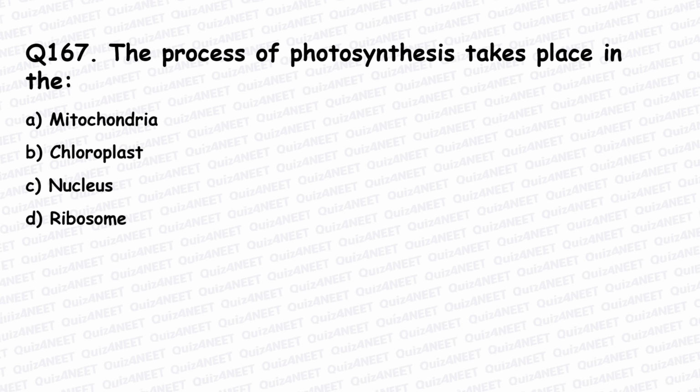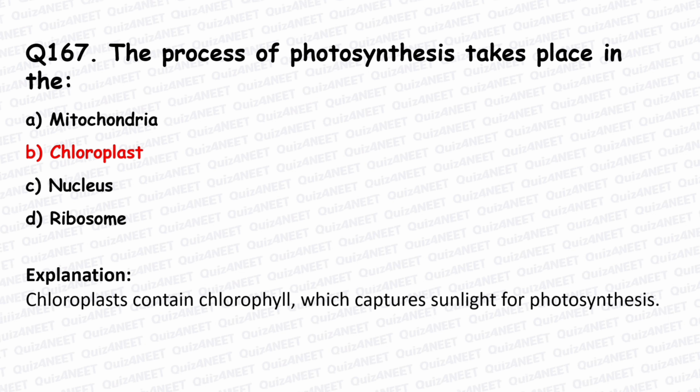Q167. The process of photosynthesis takes place in the A. Mitochondria, B. Chloroplast, C. Nucleus, D. Ribosome. B. Chloroplast. Explanation: chloroplasts contain chlorophyll, which captures sunlight for photosynthesis.